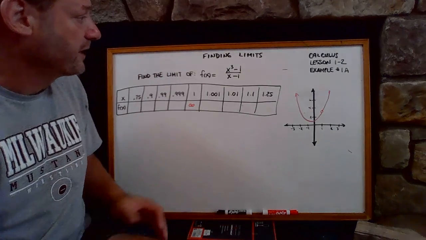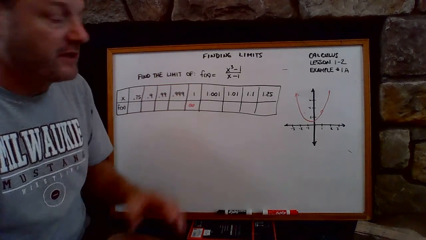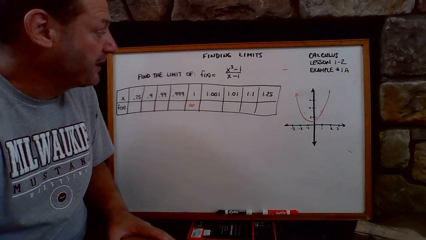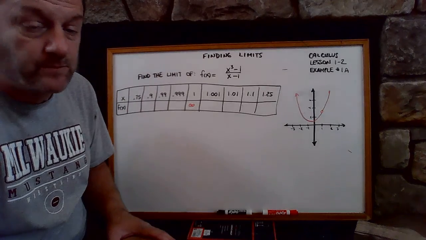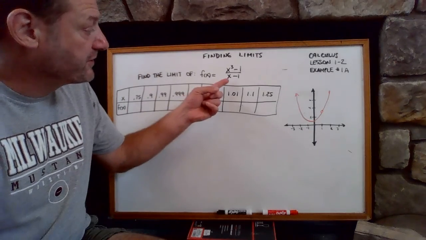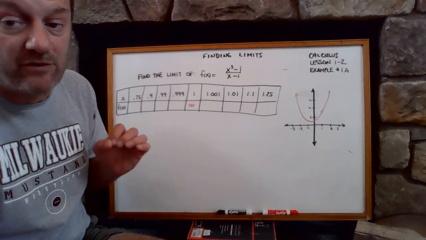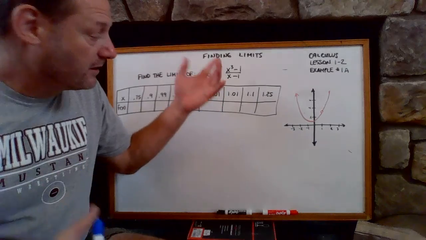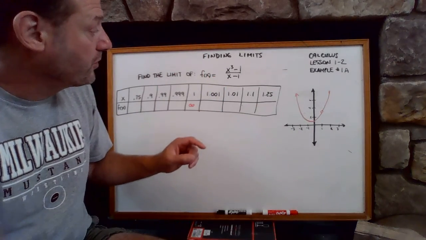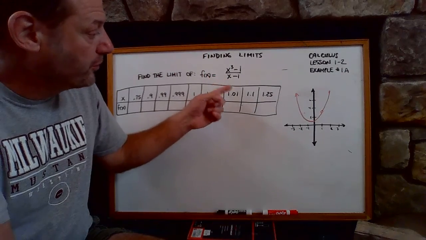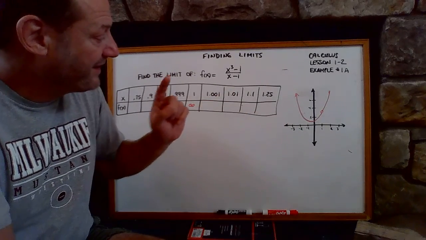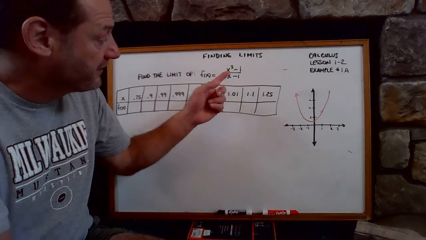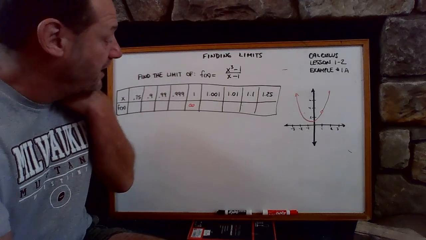So this first one that we're going to look at here is find the limit of f of x which equals x cubed minus 1 divided by x minus 1. Now, if you remember from last year, the denominator of a rational function can never be 0, because then that makes this undefined. So this looks just like a parabola, except that it has a hole at 1, because I can't put 1 in here because then I get 0 in the denominator, okay?